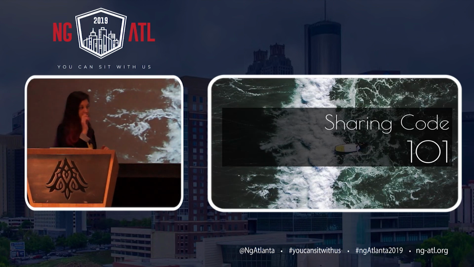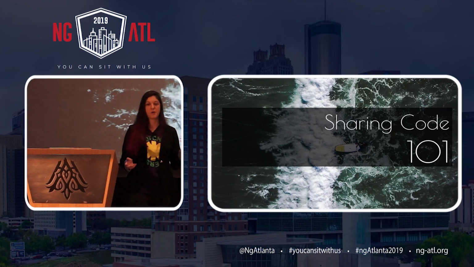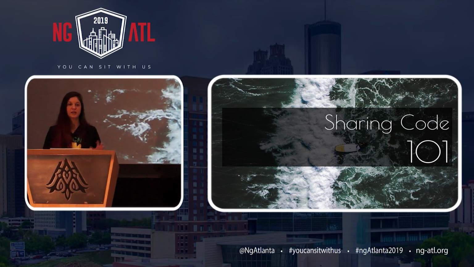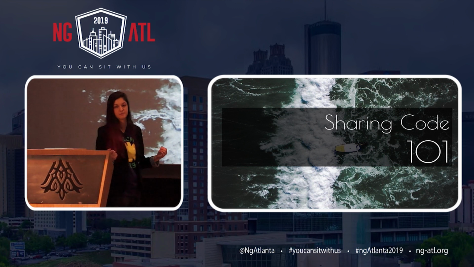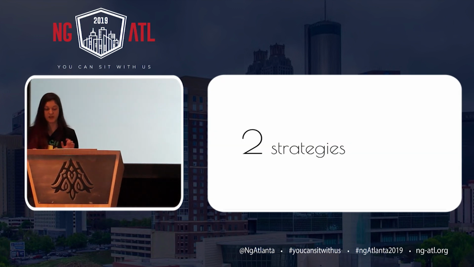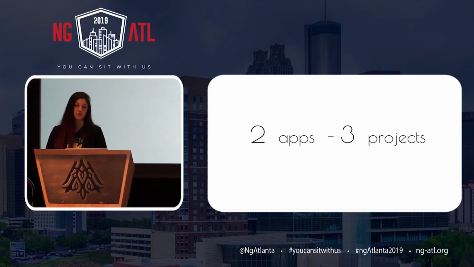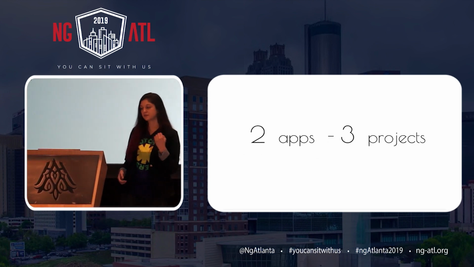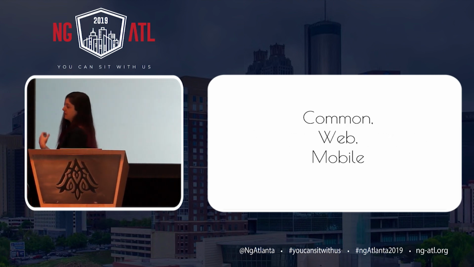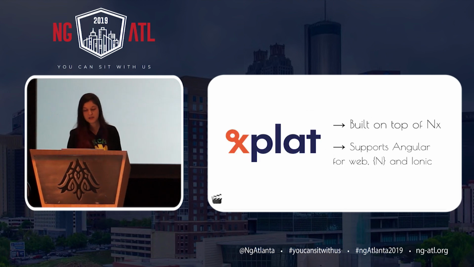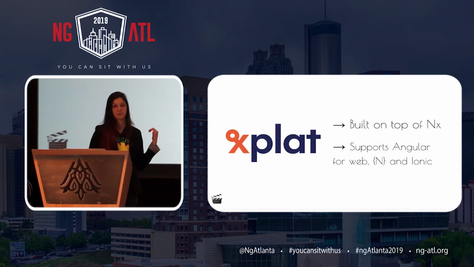Cool. So as I said, we're going to convert that to a mobile app, but we're also going to keep the web app. So we're going to actually have two apps. How do we do that? There are two main ways. The first one is to have two apps and three projects: one common project, one mobile project, and one web project. And the best way to do that is by using xplat.